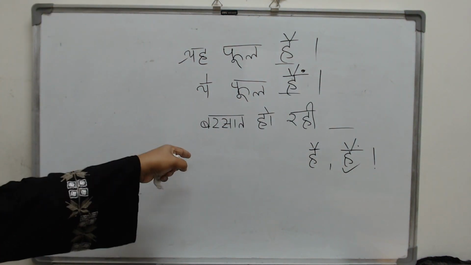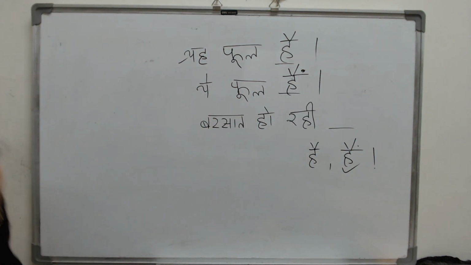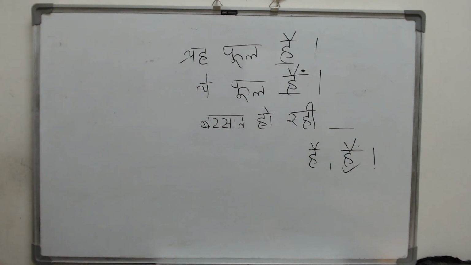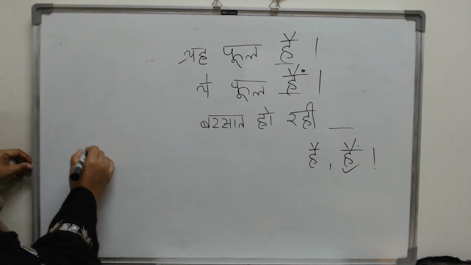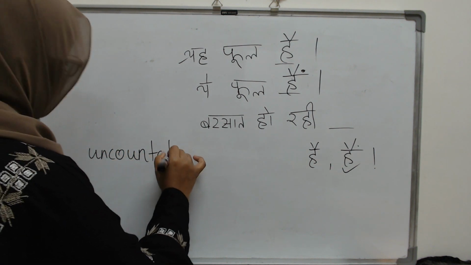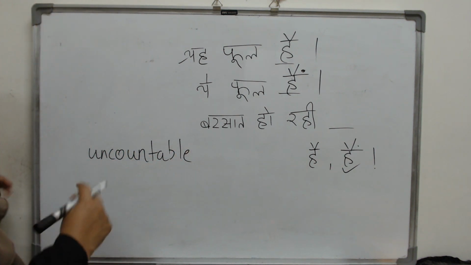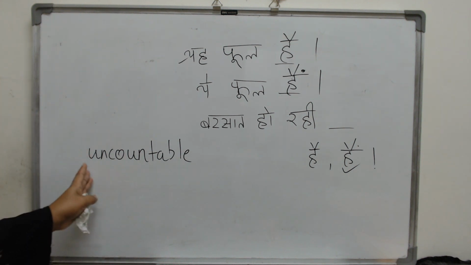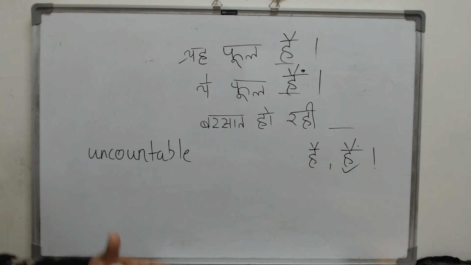Next is barsat ho rahi dash. Barsat means rain. Now tell me, how do I find out if rain is singular or plural? Only then I can put one of these, right? So remember, all the uncountable nouns are singular. What are countable and uncountable nouns? Countable means any word that you can count. For example, girls, 2 girls, 3 bottles, 5 bangles, you can count it. Uncountable nouns is anything you cannot count.